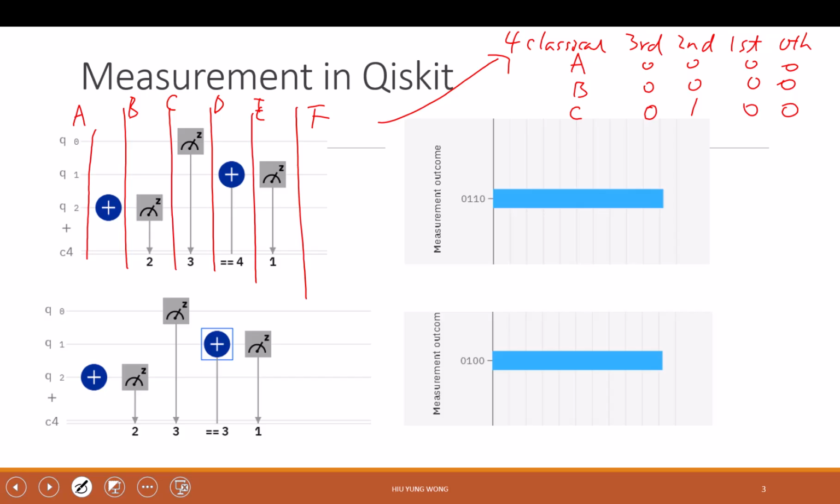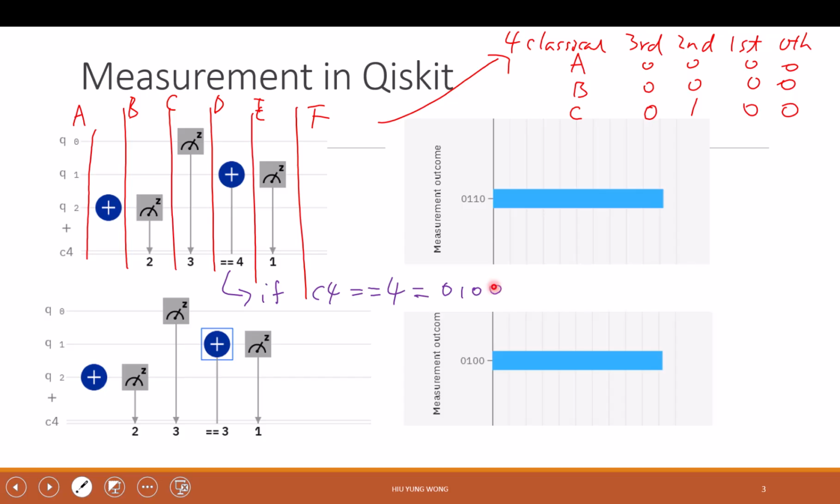Now we have a new symbol which is very useful here. It means control knot. But this control knot is a little bit complicated. It means that if C4 equals 4, that is what it means. If the classical register equals 4, and what is 4 in binary? 0, 1, 0, 0. Okay?